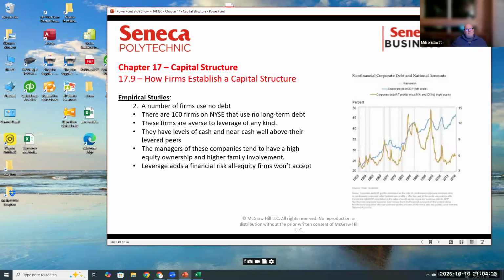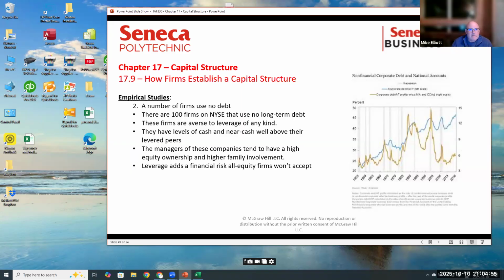There are some firms that use no debt. In the New York Stock Exchange, there's 100 firms that have no long-term debt. They're averse to leverage of any kind at all. They also hang on to cash. Cash and near cash levels way above their leverage peers. They also have one thing that's very common: high equity ownership, or high family involvement.